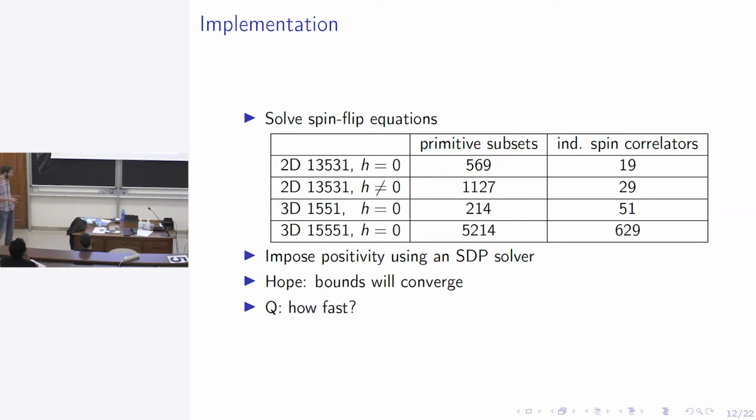So in practice, we take these big primitive subsets, we write down all of the spin flip equations. I don't remember how many. It's thousands and thousands of equations for each one of these cases. They are highly redundant, and we solve them numerically, but to high precision, and we just plug in the solution. And then we write down the positivity constraints that we want and put this into an SDP. So we write down the positivity constraints already in terms of this smaller number of variables. So the hope is that the bounds will converge. You will see that we have good evidence for that. And the question is how fast.